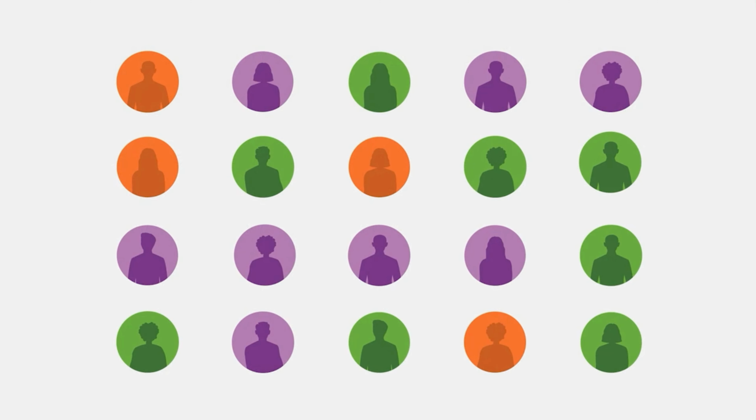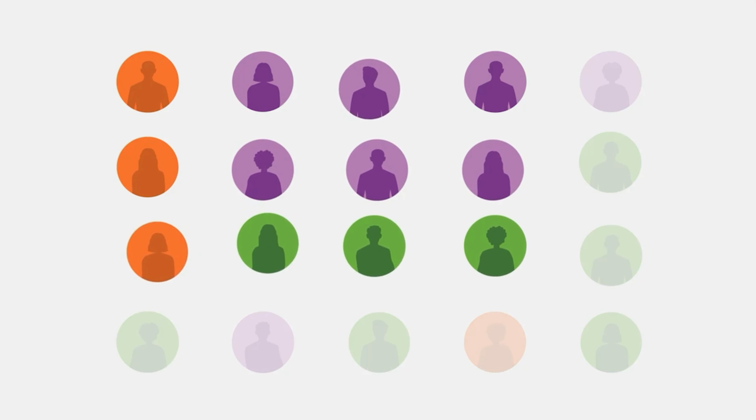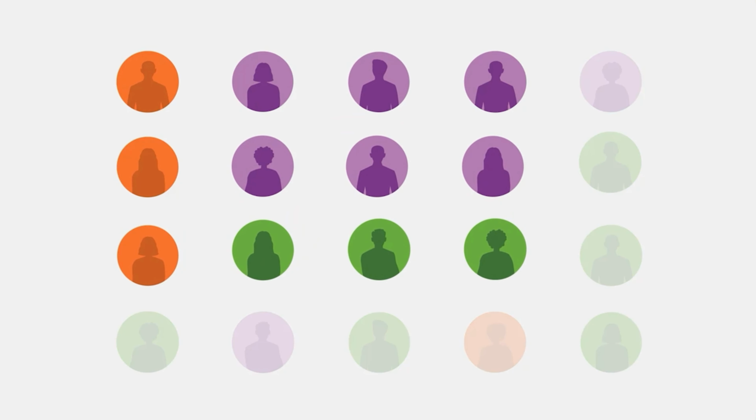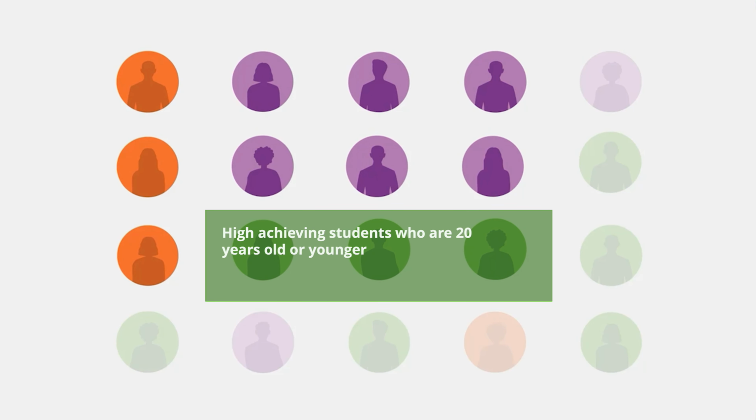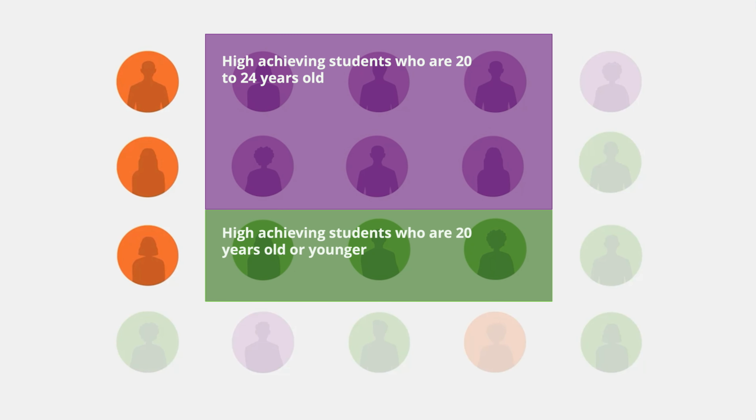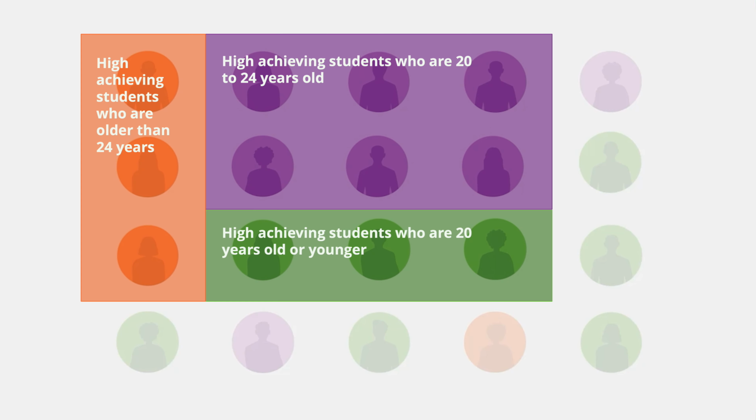For example, if this represents our first-year student population and we want to study the impact of age on high academically performing students, we would filter out students whose GPA was less than 3.0. Then, we would add the age group dimension. This would segment our high-performing students into three groups: those who are younger than 20 years old, those between 20 and 24 years old, and those older than 24.